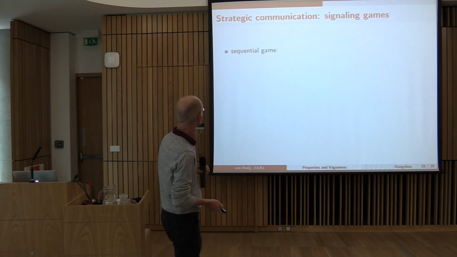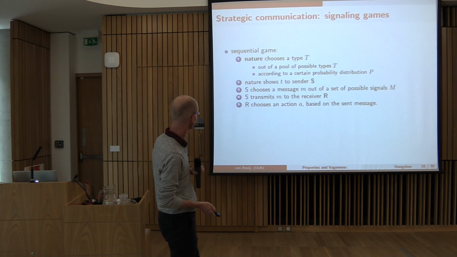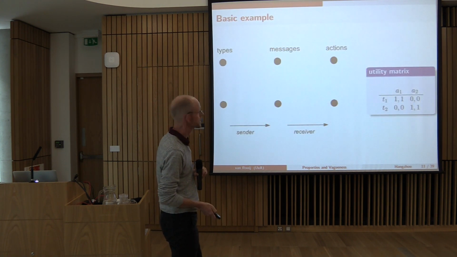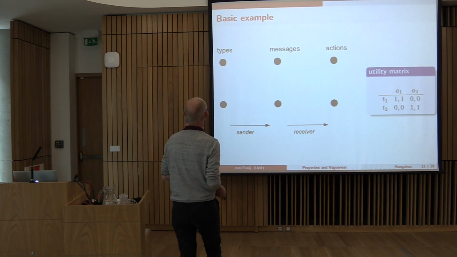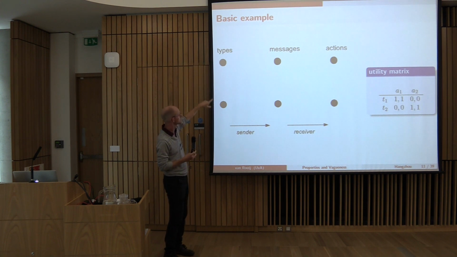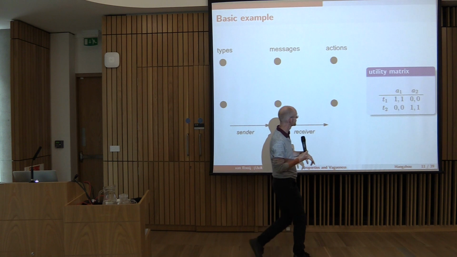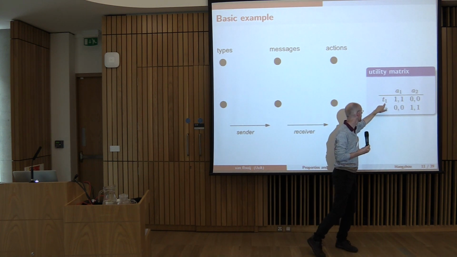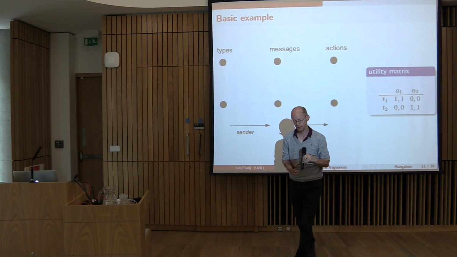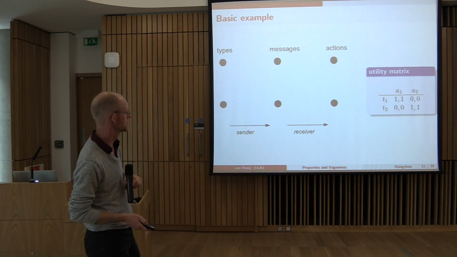Okay. So again, we have a signaling game. Well, we know what a signaling game is, so I don't have to go into that. But here's the most simple one. We said it already, right? It's the basic example. We have two types of situations, or types. We have two messages and we have two actions, right? And this is the utility payoff. In situation T1, action A1 is good, and action A2 is bad, and the same for T2 and A2.